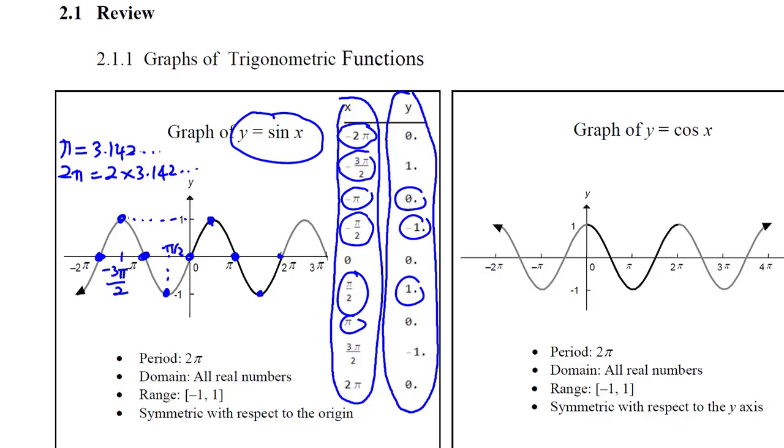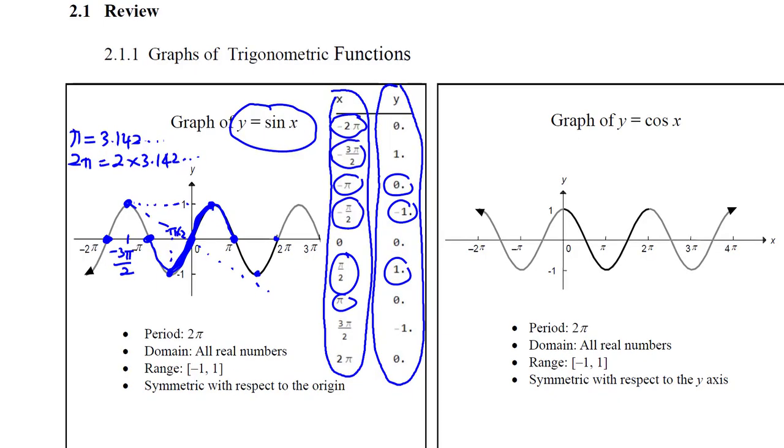When you look at the graph, it is symmetric with respect to the origin. Symmetric with respect to the origin means that this part is symmetric with this part, like this.